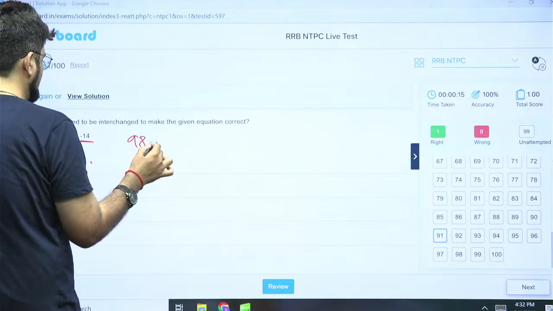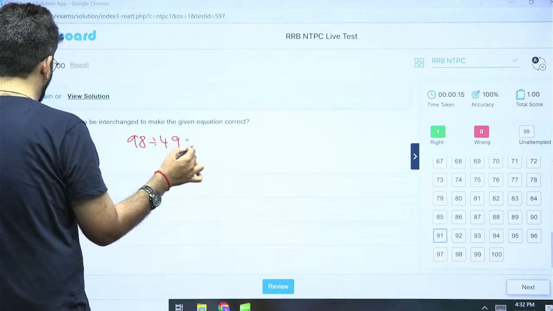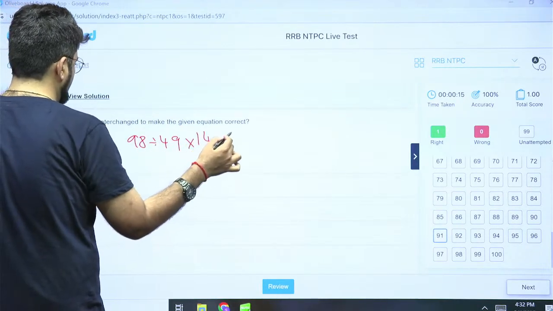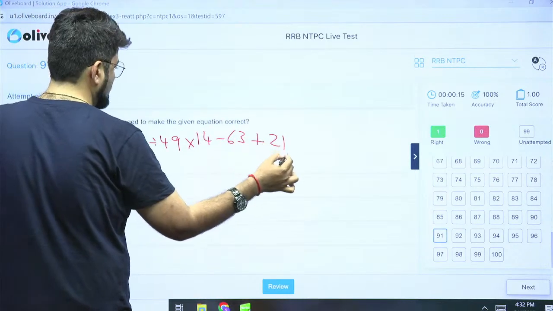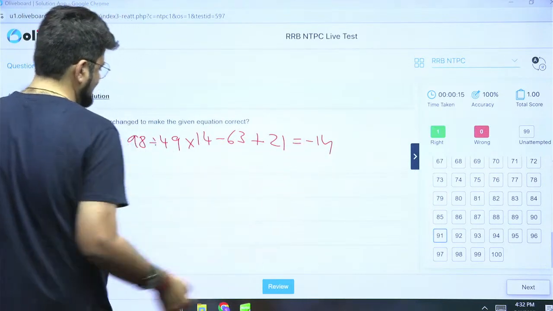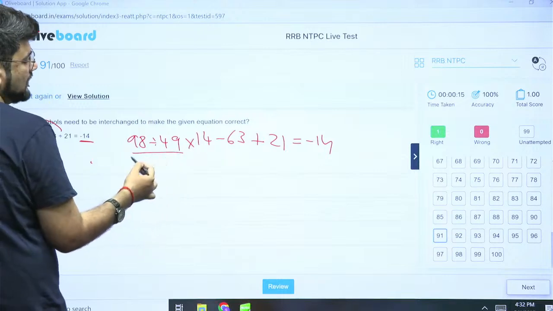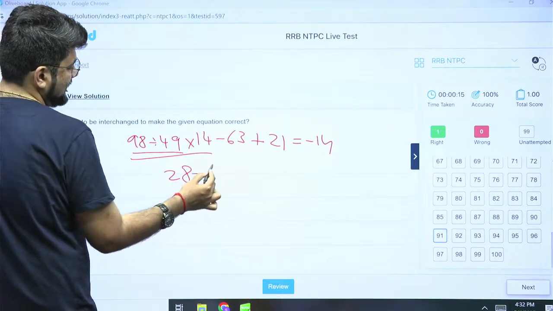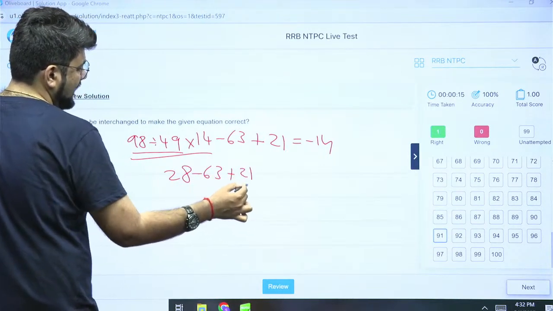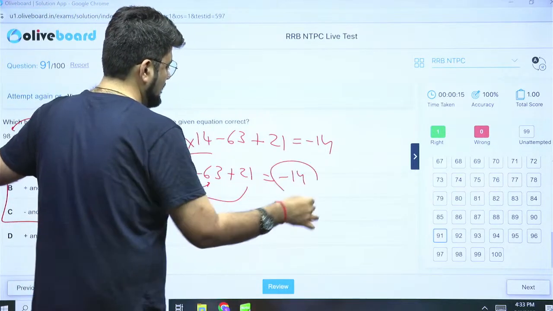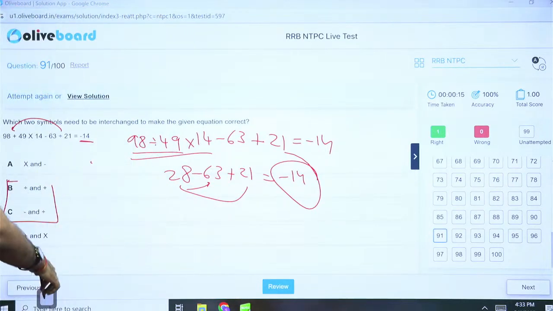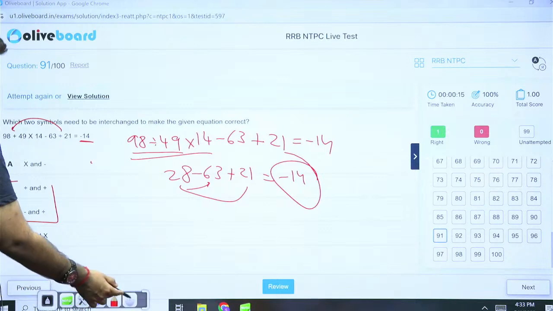We'll get 98 divided by 49 into 14 minus 63 plus 21. This should be equal to minus 14. Let's check. Divide this, you get 2. Multiply this by 14, you get 28 minus 63 plus 21. Add both of them, you get 49. Subtract 63, yes, you get minus 14. So our answer is correct. Option B is the right one. That's how easy you can make it.